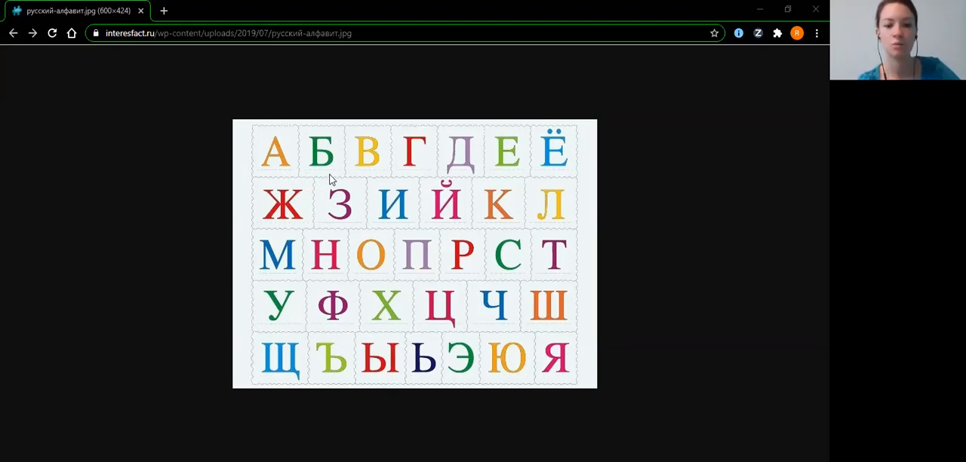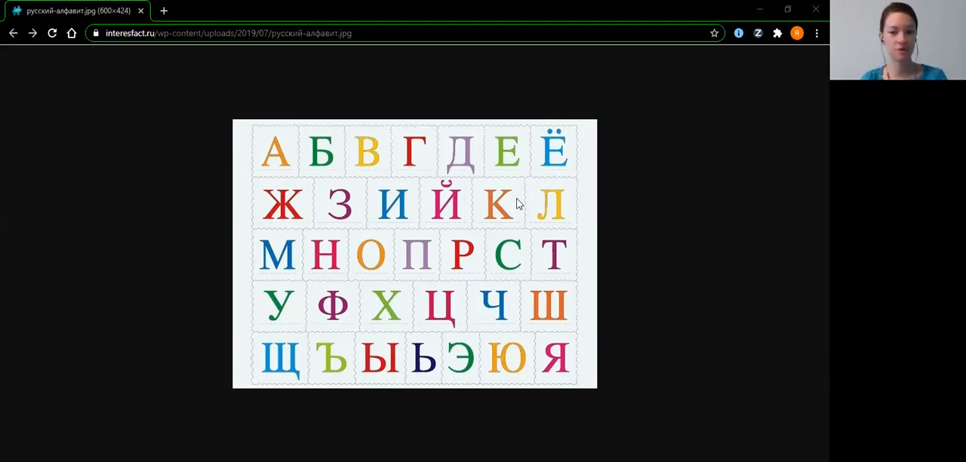Okay, so maybe we repeat from the beginning. A, b, v, g, d, e, ё, ж, z, и, y. And then there is a surprise, very easy to remember, k, k, k. Very similar to English, I guess. Then we have this, l, l, l.